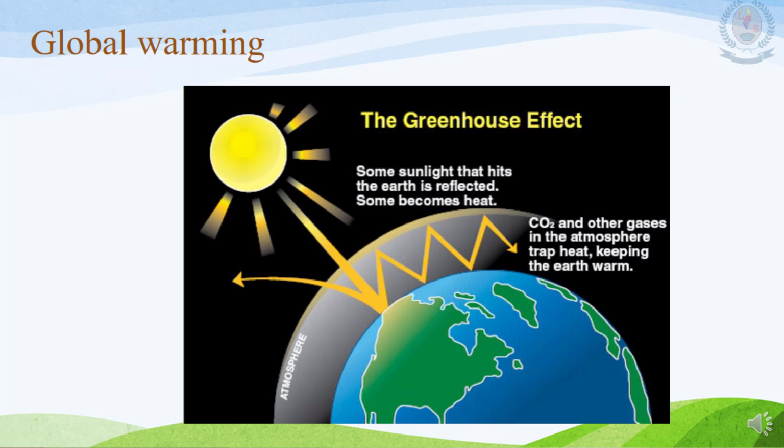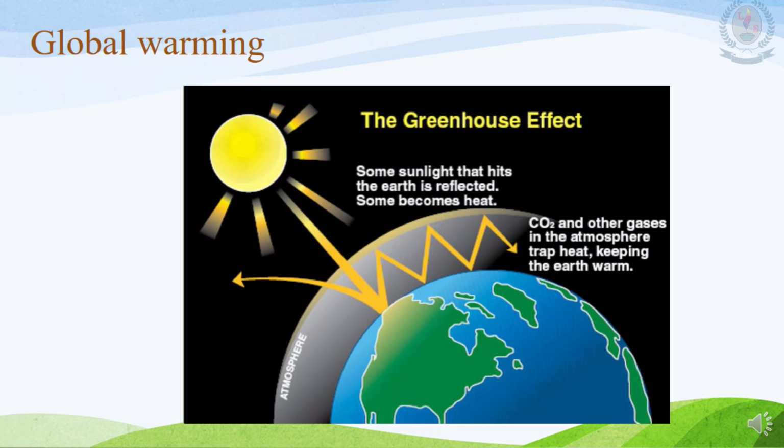Global warming. So children, before we discuss what is global warming, first let's discuss what is the greenhouse effect. Have you heard that before? Okay, I will explain to you what this greenhouse effect is. So children, as you know, the sun is the main source of heat and light energy for Earth.